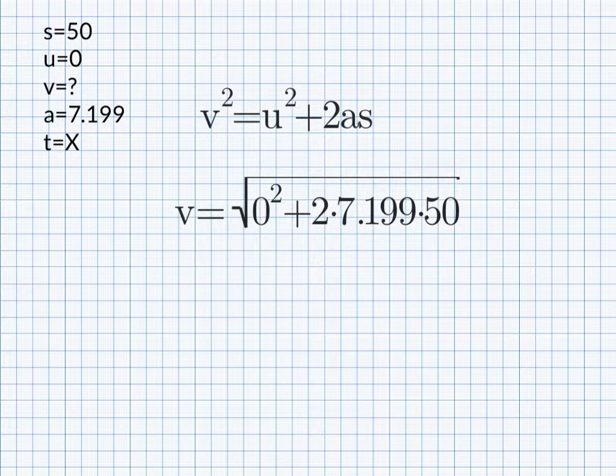I've left the zero in here for clarity. So v is the square root of 2 times 7.199 times 50, which turns out to be 26.832 meters per second. So at the bottom of our run, our ski jumper is going at 26.832 meters per second.